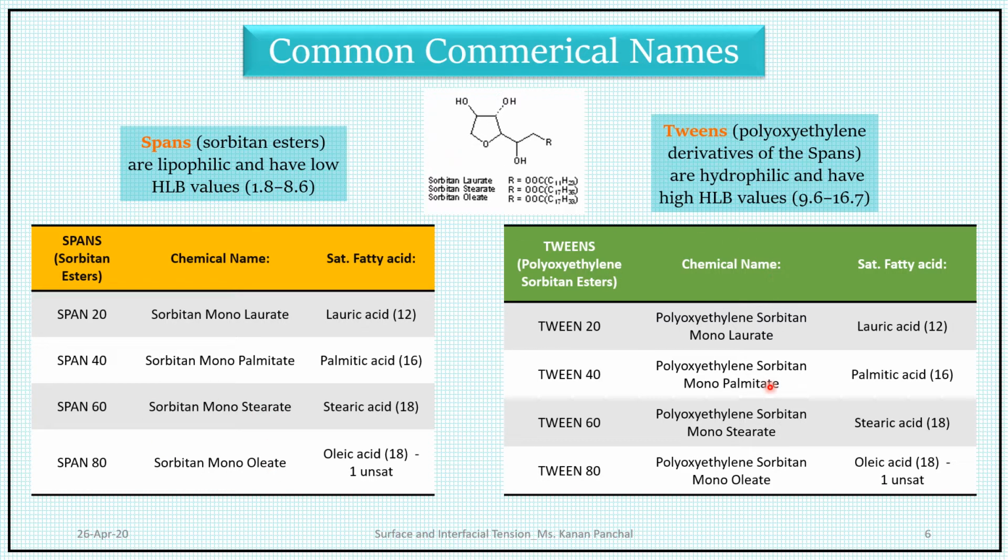The other names will be easier for you all to remember. Now, please note the 20, 40, 60 and 80 numbers here in Spans and Tweens do not indicate the number of carbon. They indicate the viscosity grade of the surfactant. Now, oleic acid, that is the Span 80 and the Tween 80, they are the only unsaturated surfactants in this category, since oleic acid has one unsaturation in it.